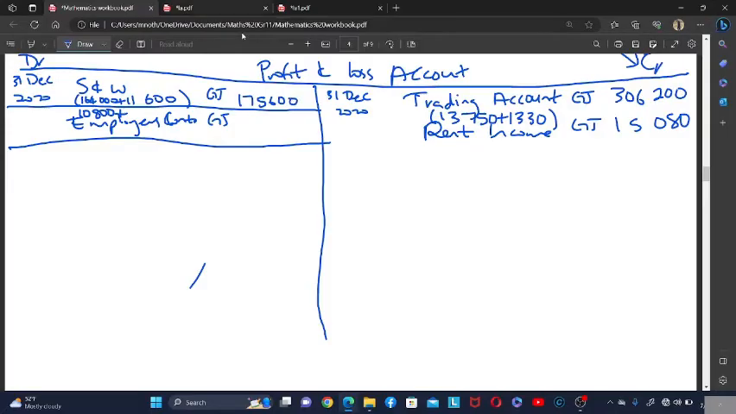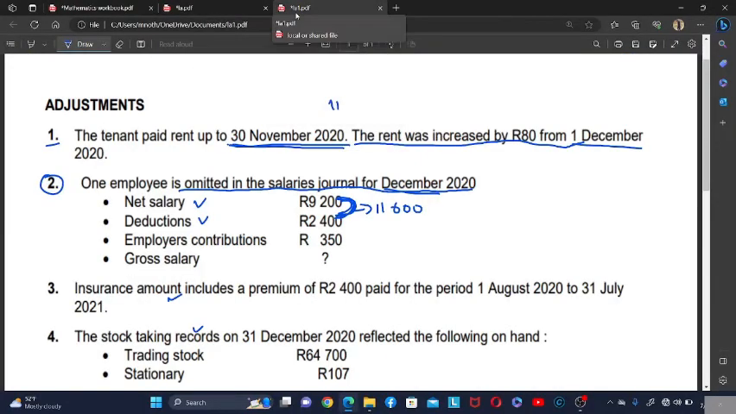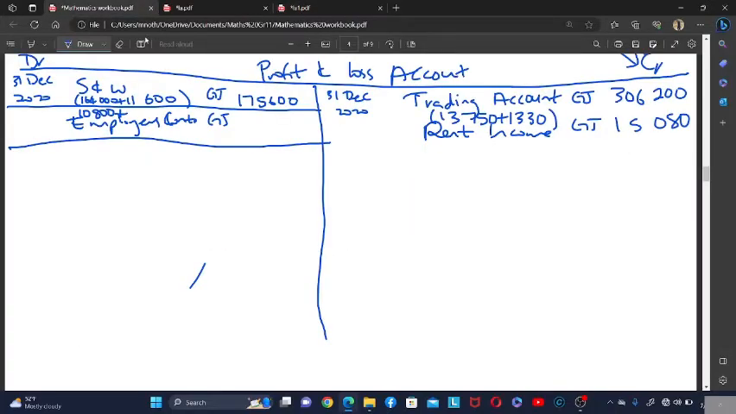Okay. And then we also have the employer's contributions. The employer's contributions are also expenses, so they were also omitted. So we must go and add them. So plus 350. 10,800 plus 350 is going to give us 11,150. Okay.